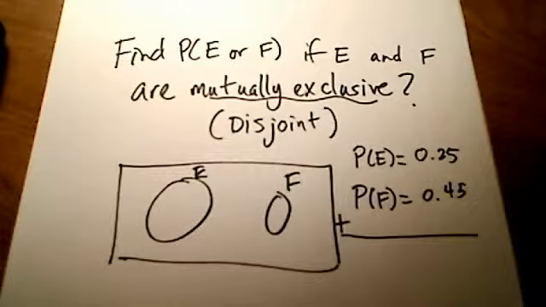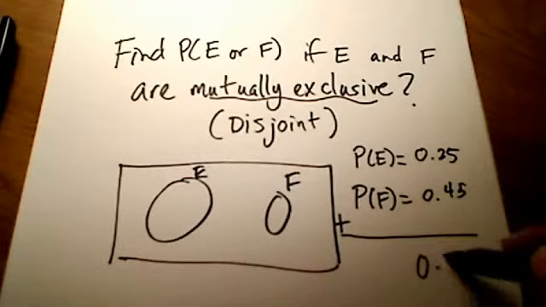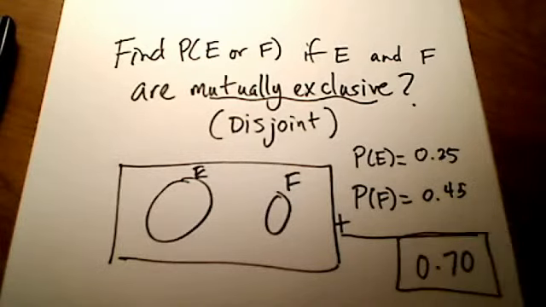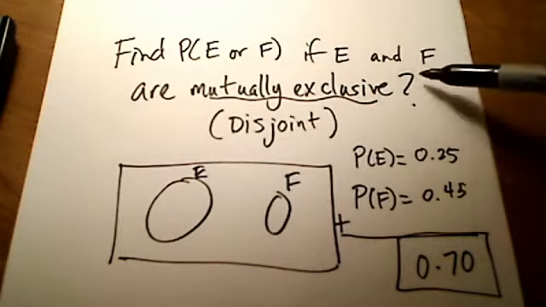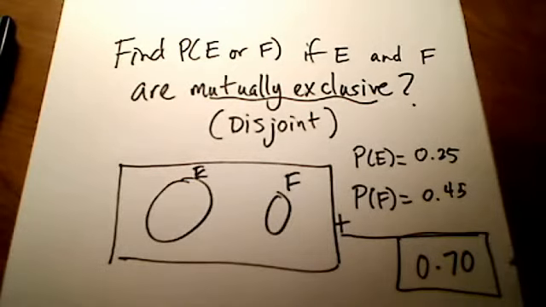You can think of it as minus 0 if you want for where they overlap, but you don't even have to do that. So if they are mutually exclusive, if they are disjoint, it's a simple matter of just adding up 0.25 and 0.45 and getting an answer of 0.7. There it is. So if they are mutually exclusive, there's our correct answer of 0.7. Hope that helps.